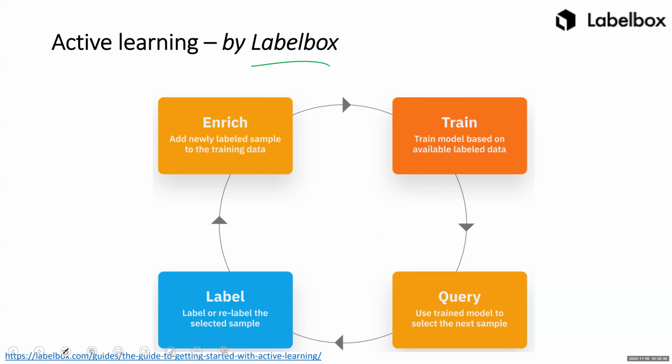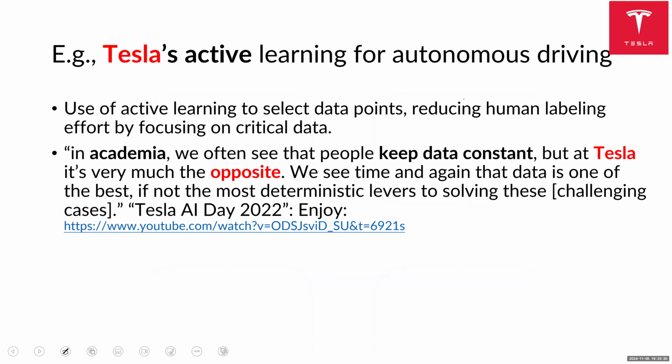So we have shown from OpenAI how active learning is done, and AWS and Labelbox. If you want, you can just have a look in detail. So: add newly labeled images to the training data, train the model based on available data. So this is the starting query: what are the next samples, and label or re-label the selected samples, and so on. So these kinds of cycles keep going on.